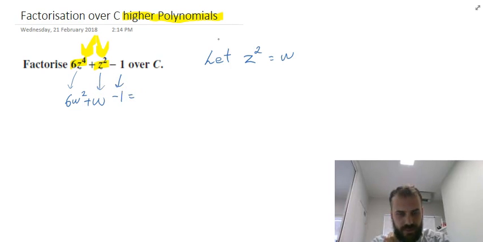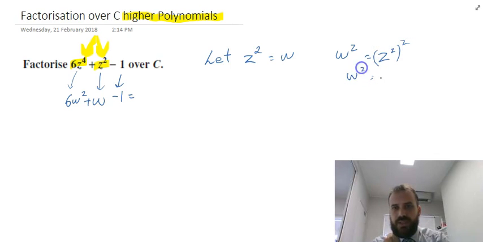Now, just double check this. w squared is the same as z squared squared. So w squared is equal to z to the 4. That's why we've put w squared in here. Now we've got 6w^2 + w - 1.